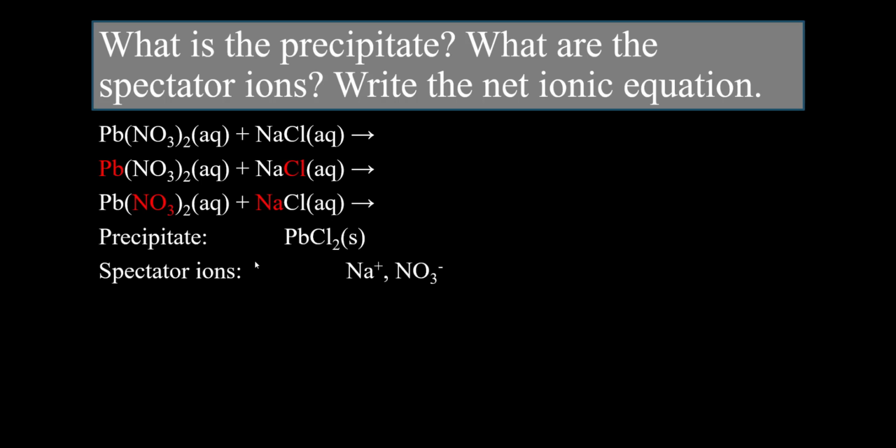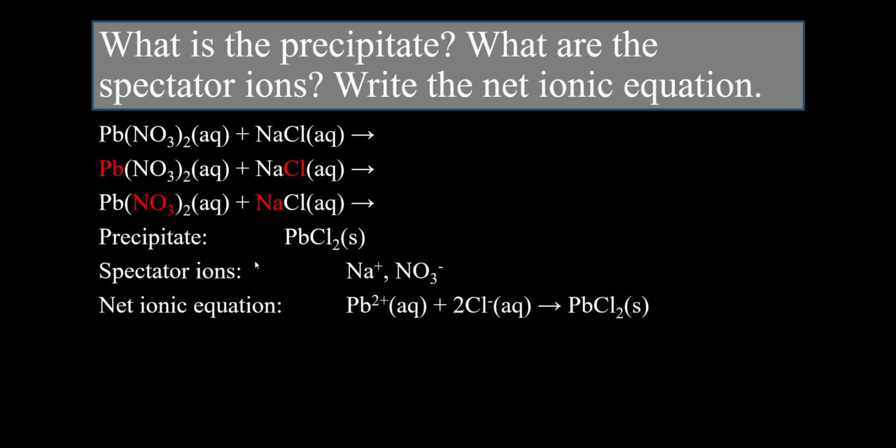What are the spectator ions? Once again, it's sodium and nitrate. And the net ionic equation is just the lead joining up, in this case, with two chlorides because of the charge difference. A single lead with a +2 charge will attract two chlorides to itself to form a lead chloride crystal. All right, that's another example.